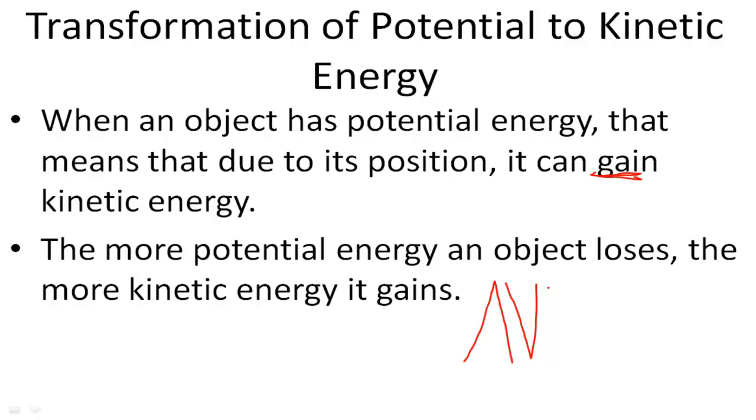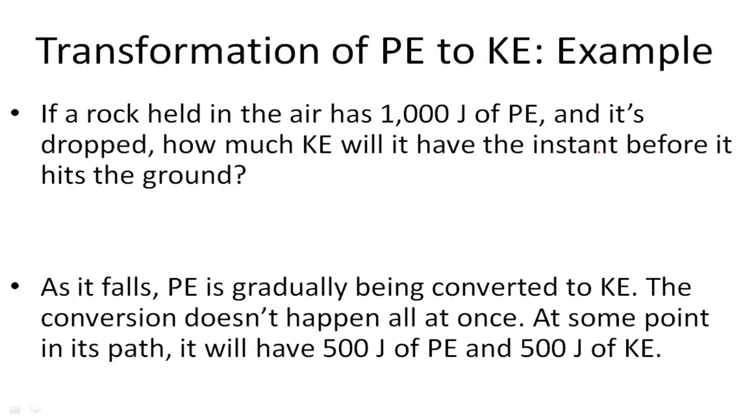Let's look at an example. If a rock held in the air has 1,000 joules of potential energy and it is dropped, how much kinetic energy will it have the instant before it hits the ground? So that second before it hits the ground, it has the maximum amount of kinetic energy because it's traveling at its fastest. So here it's 1,000 joules of potential.